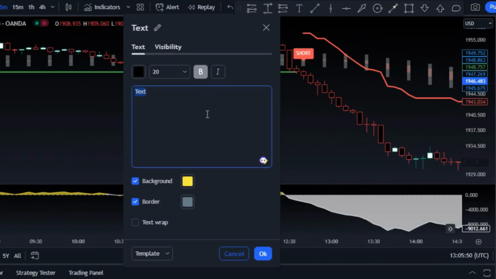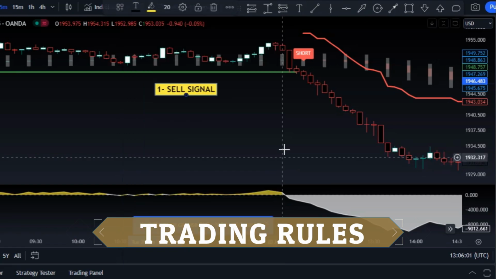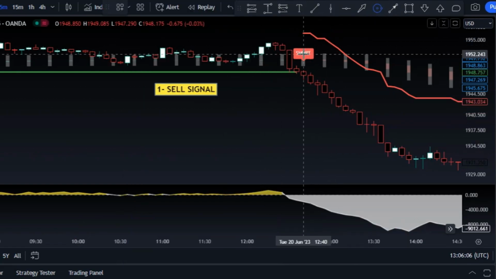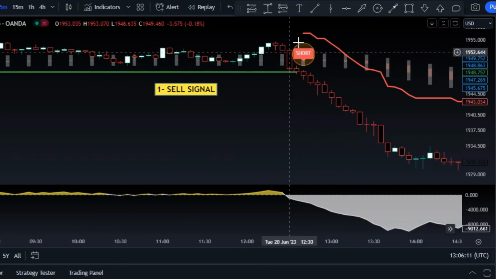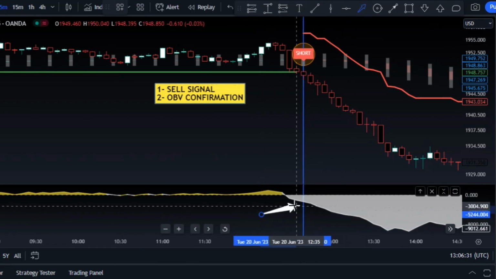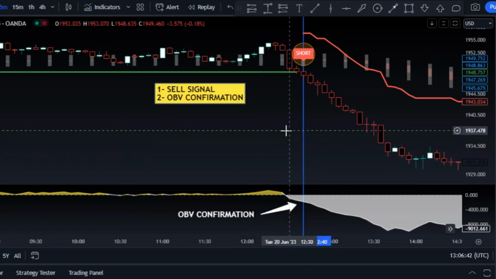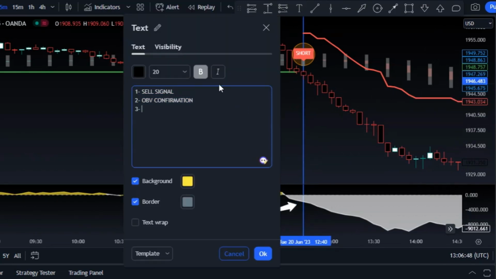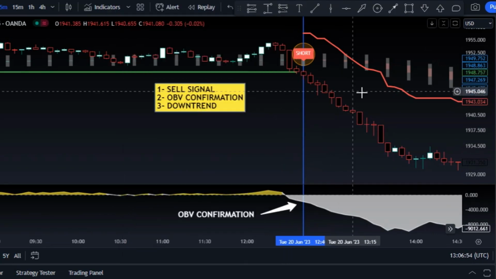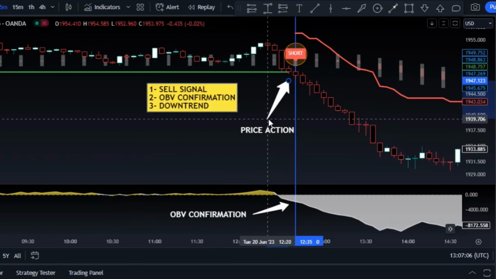And here's how we'll enter short trades based on these indicators. First, we wait for the super trend indicator to give us a sell signal. Then the OBV oscillator gotta confirm the sell signal by being below the zero line. And finally, the candle that triggers the signal has to close below the trend indicator to make sure the downtrend is still going strong.